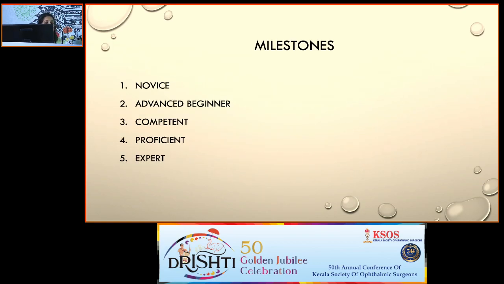Now the milestones in CBME, as the name mentions, it's very obvious from the name. Initially, the fresher comes as somebody who is fresh into the subject. Slowly, they understand the subject as an advanced beginner. Then under supervision, they do the various skills and become competent. Later, they become proficient to do it without supervision. And in the final stage, they become an expert, so that they can help others in doing the same skill.